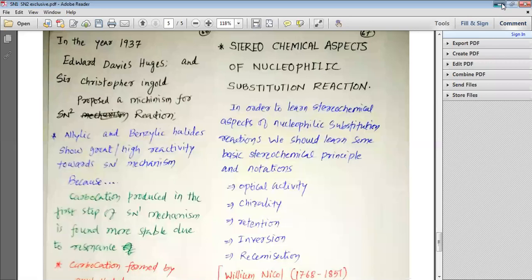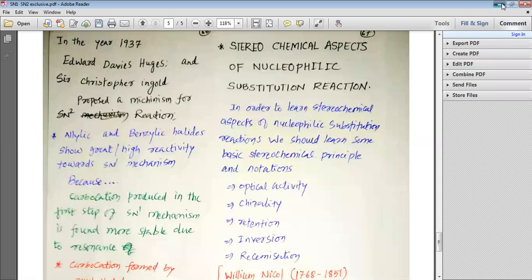Before we move to that, let me explain something which is important and necessary for you to know. I hope, my dear students, you can see the screen. Dear students, can you see the screen? Yes, sir. Okay. Then look at this.